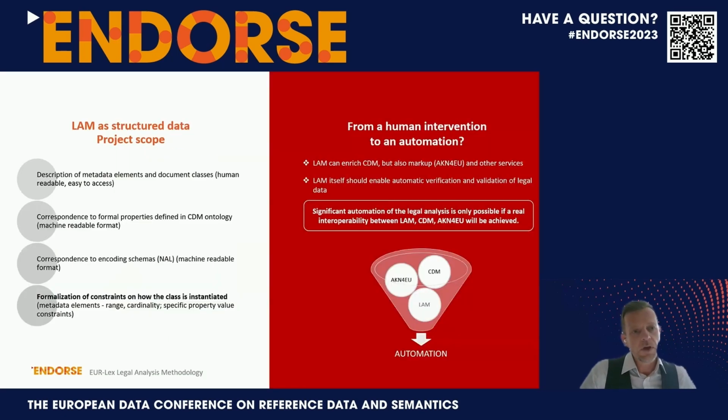So what we achieved was that we moved from plain text to structured data by keeping all the descriptions of the metadata elements. We formalized correspondence to the formal properties in the common data model, but we also formalized correspondence to authority lists that we are using. And we also formalized constraints on how the classes are defined. It means constraints on metadata elements, for example, range, cardinality, or specific property value constraints.